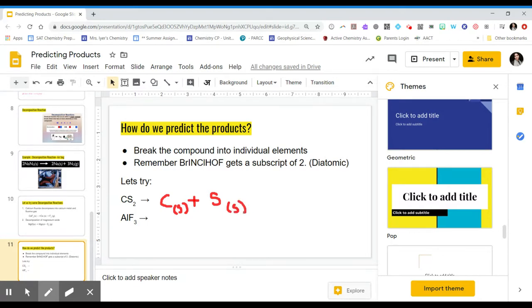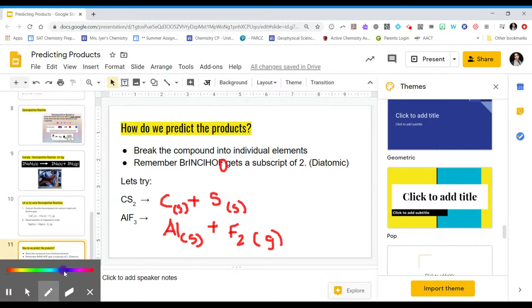If I want to decompose aluminum fluoride, it decomposes into aluminum, which is a metal, so it's a solid, and fluorine is part of the Brinclhof, so it's F2, and we know fluorine is a gas. So that's how it gets decomposed.